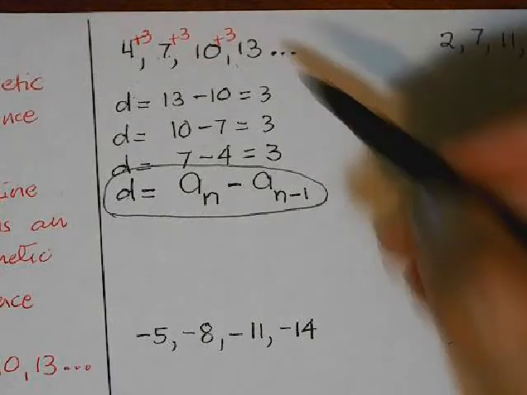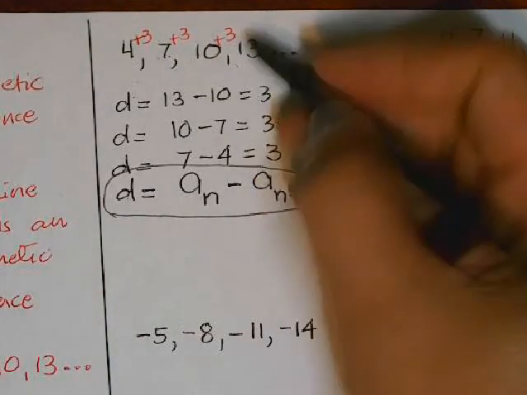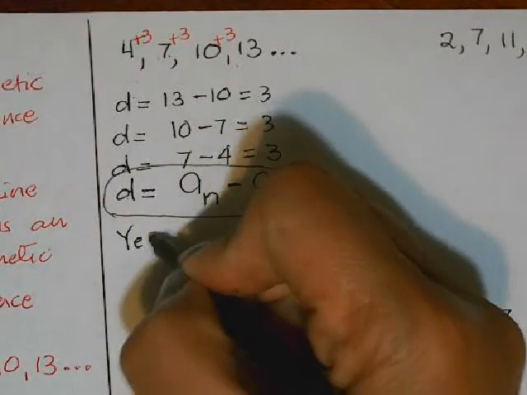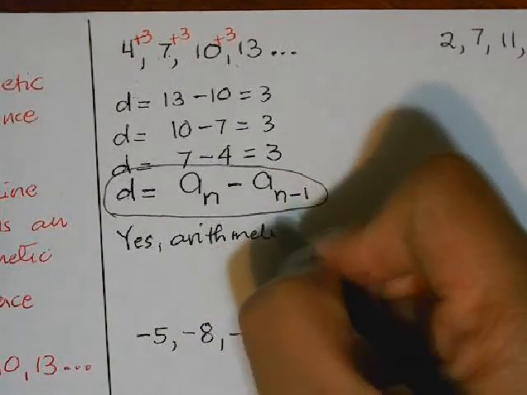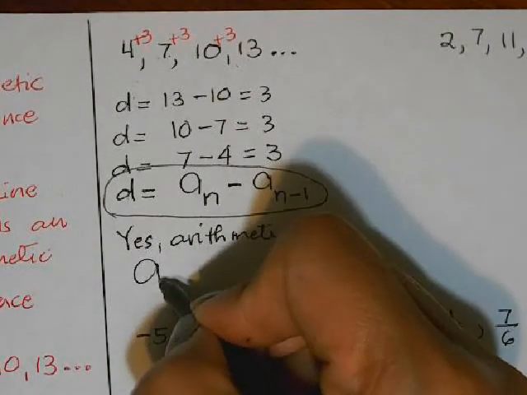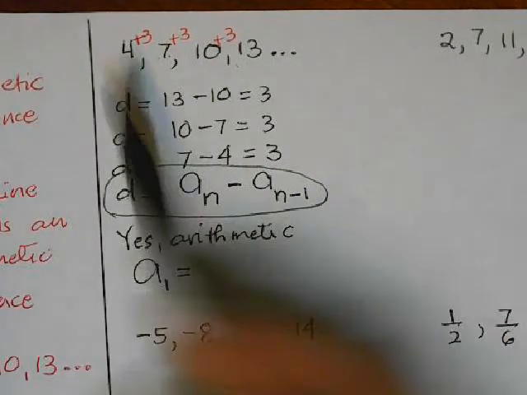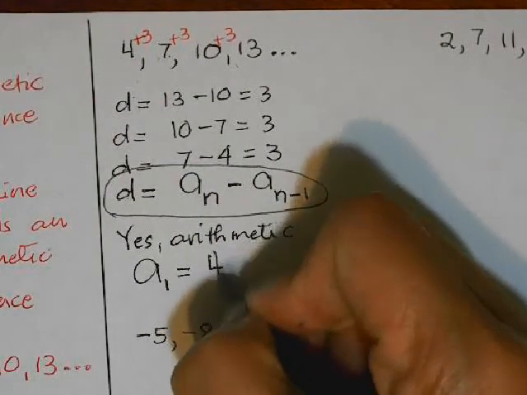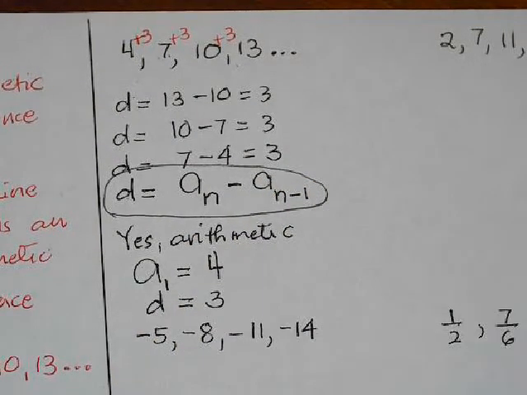Since d is the same, we could say yes, this is an arithmetic sequence, and we are asked to find our a sub 1, which is just the first term of the series, so that will be 4, and our d is 3. These two are very important. Okay, so let's go to the next.